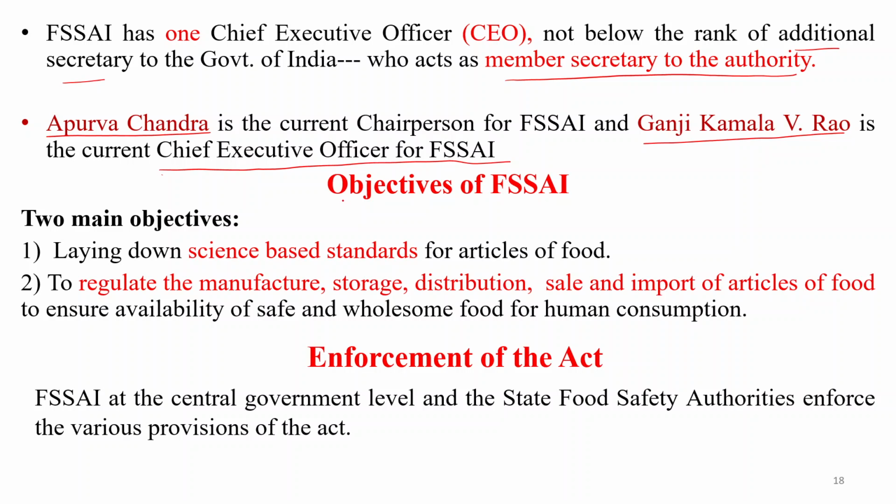Now if you see the objectives of FSSAI, there are 2 main objectives. One is to lay down science-based standards for the articles of food, based on research, based on science, and also to regulate the manufacture, storage, distribution, sale and import of articles of food to ensure availability of safe and wholesome food for human consumption.